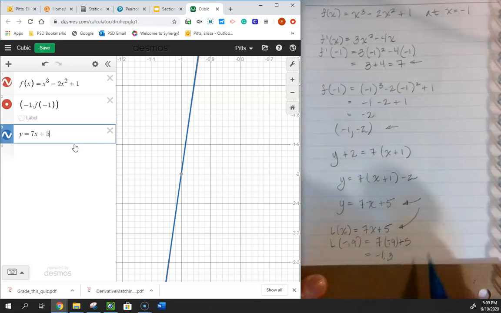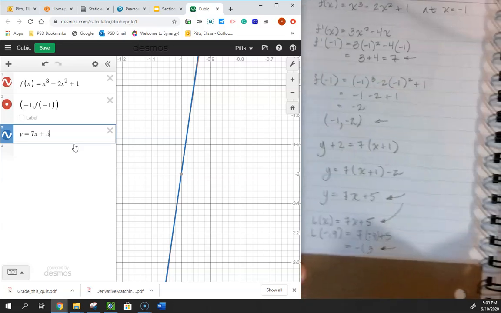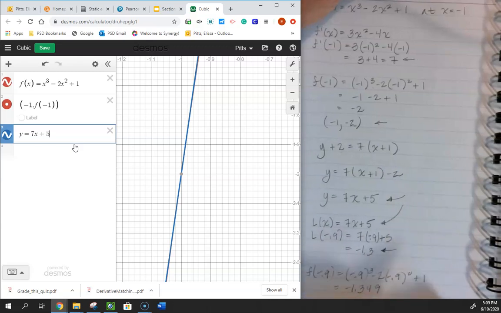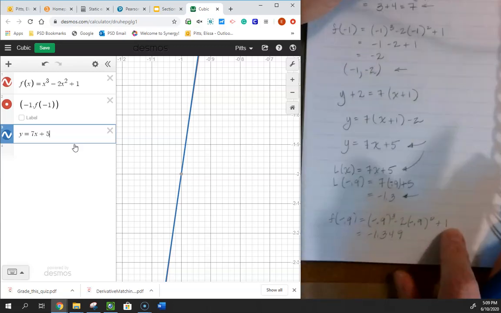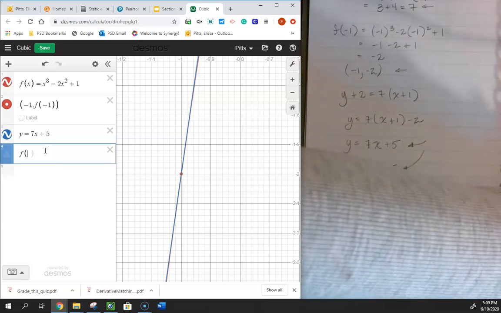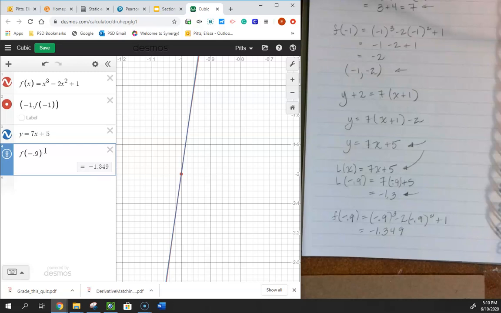Right? So that is the approximation to the function at negative 0.9. Now let's just see what the exact value would be if we put in negative 0.9. I can type that in here and ask what is f of negative 0.9? I get negative 1.349.